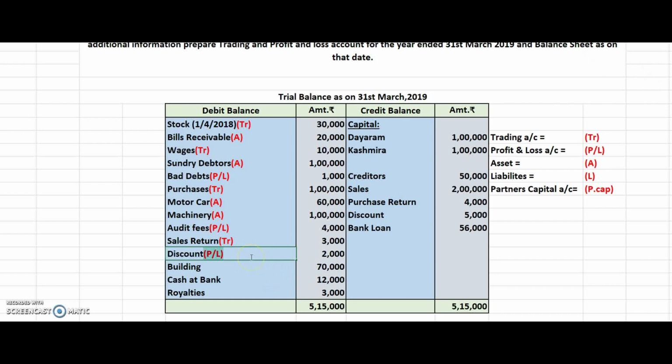Now please don't worry, सर डिस्काउंट डेबिट में लिखूं कि क्रेडिट में लिखूं? Very simple. We are on the debit side. Every item is going to be transferred to the debit side.